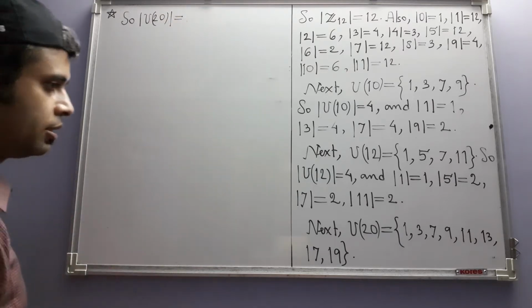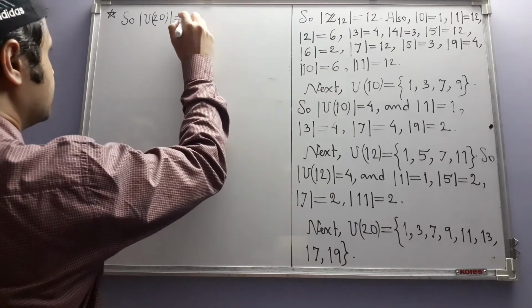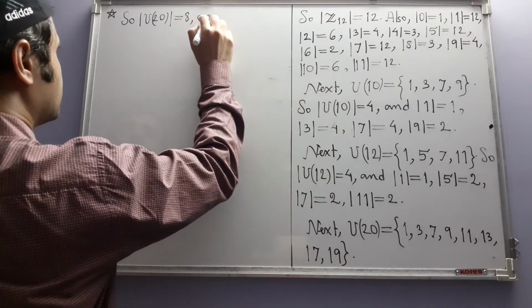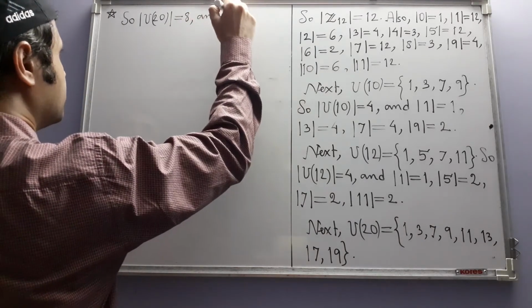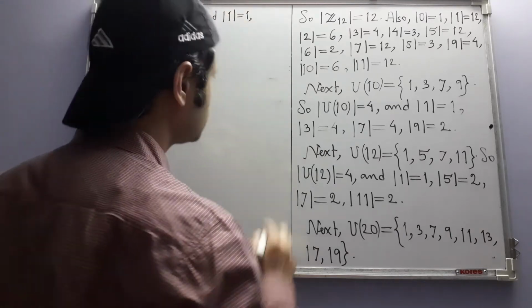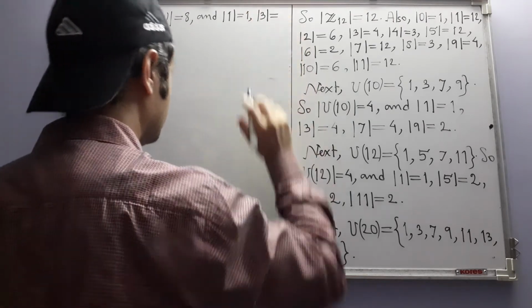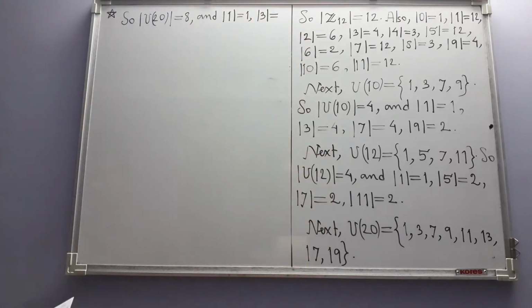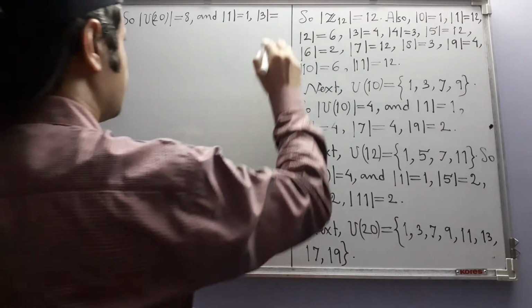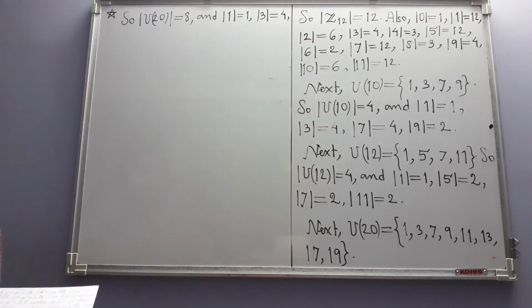So U20 has how many elements? 4 plus 4, 8. And the order of 1 is 1, like always. Order of 3. Okay, here I am just going to copy what I have calculated here. Order of 3 is equal to 4. The verification of these things is left to you.